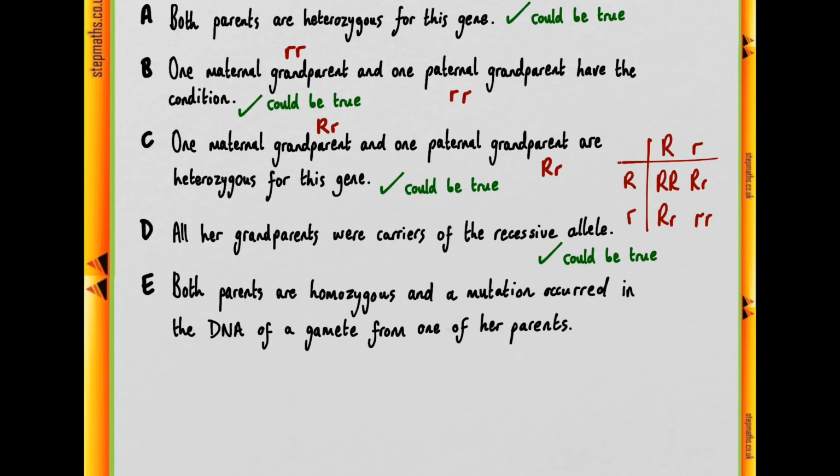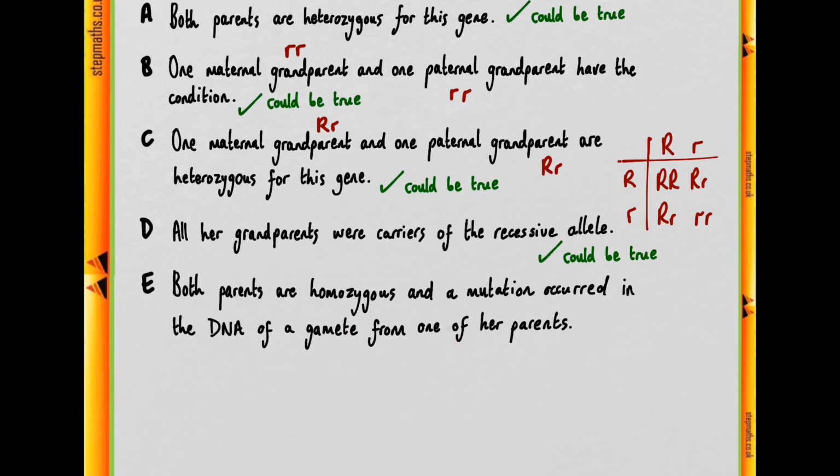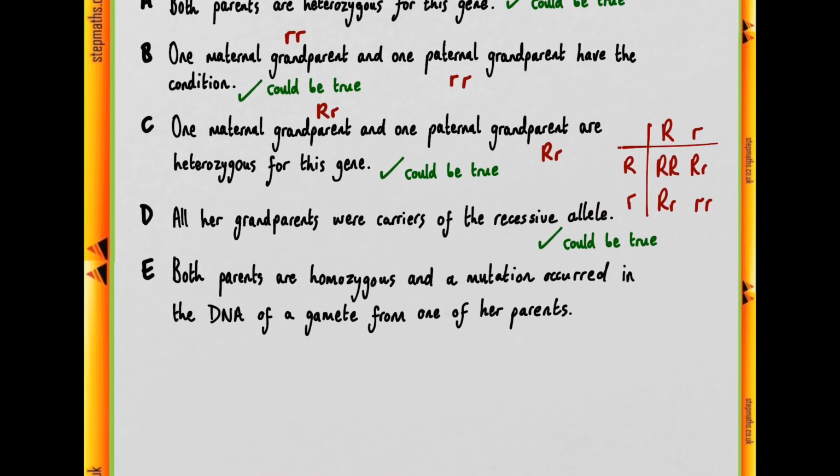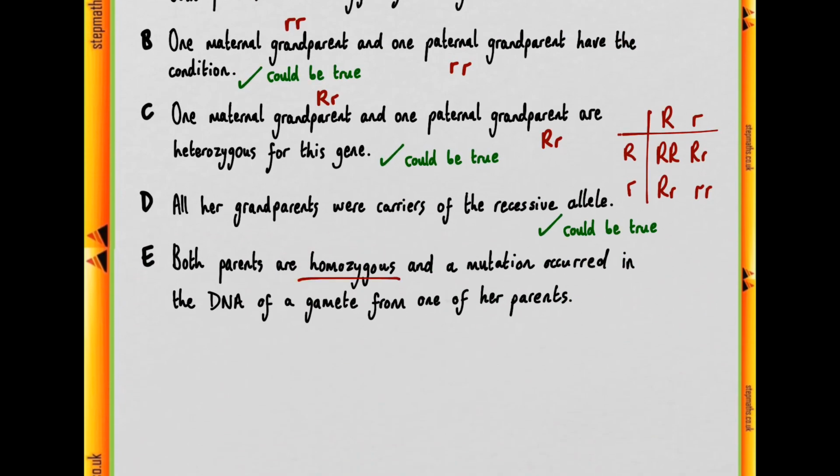Moving on to E, both parents are homozygous, and a mutation occurred in the DNA of a gamete from one of her parents. Now, if both parents were homozygous, well, that would mean that they have the condition. And we know in the question that neither of the parents has the condition. So this must be wrong, because both parents can't be homozygous. Even if there were to be a mutation in the DNA of a gamete, that wouldn't affect the genotype and therefore the phenotype of the parents themselves, who we know don't have the condition. So it's E that could not be true.